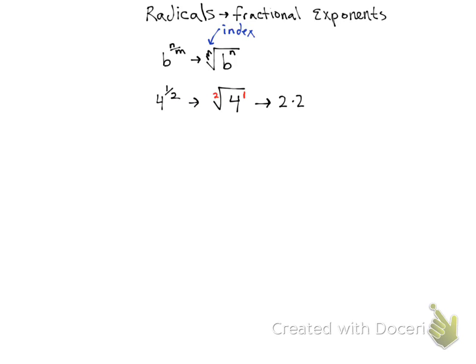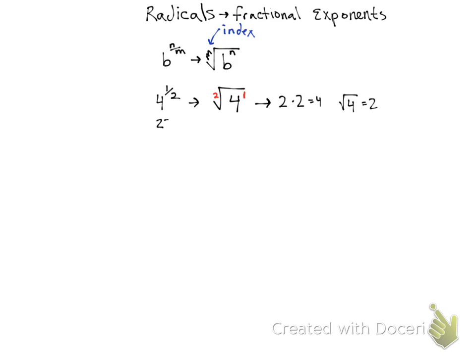So what you're looking for is a number that multiplies by itself 2 times to get to 4. The reason you're looking for a number that multiplies by itself 2 times is because your index is a 2. So 2 times 2 is 4. So therefore the square root of 4 is 2.